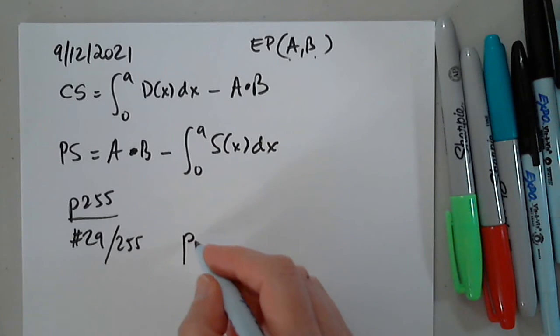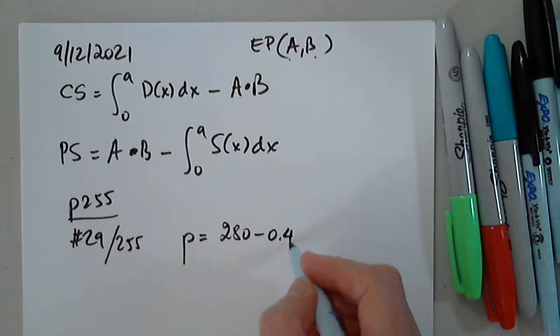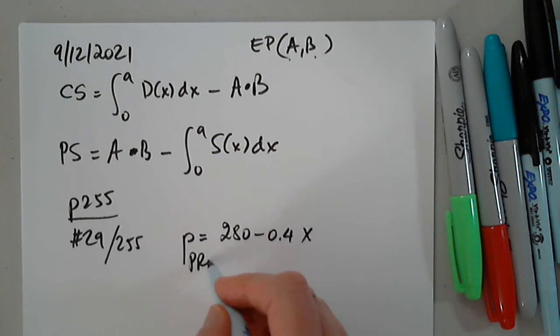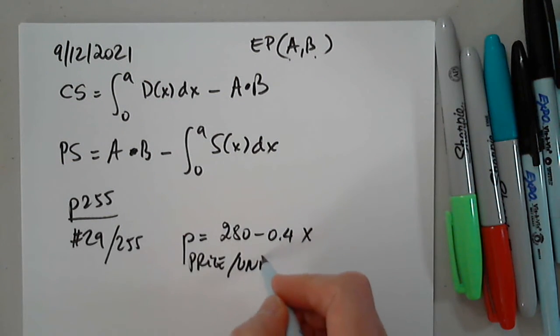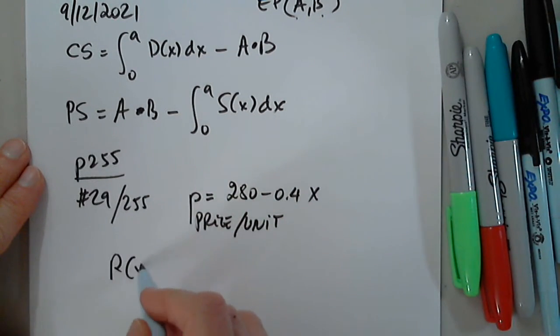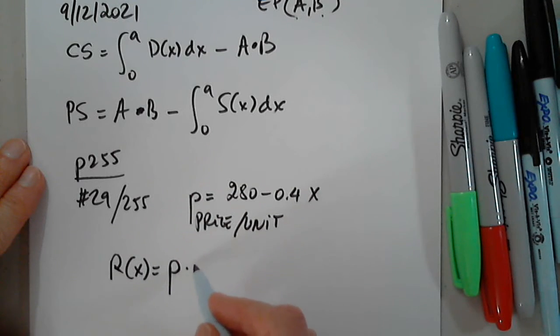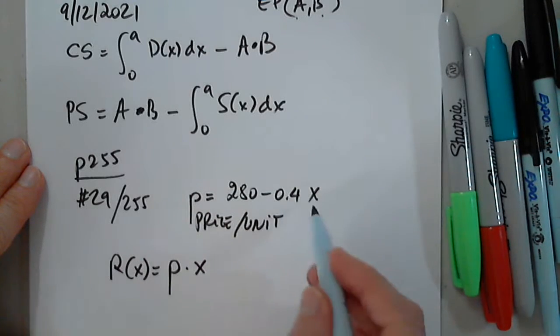So this is lowercase p, which is 280 minus 0.4x. So this is the price per unit. So obviously, we know that the revenue, uppercase R, must be price times the number of units. So it will be all this.